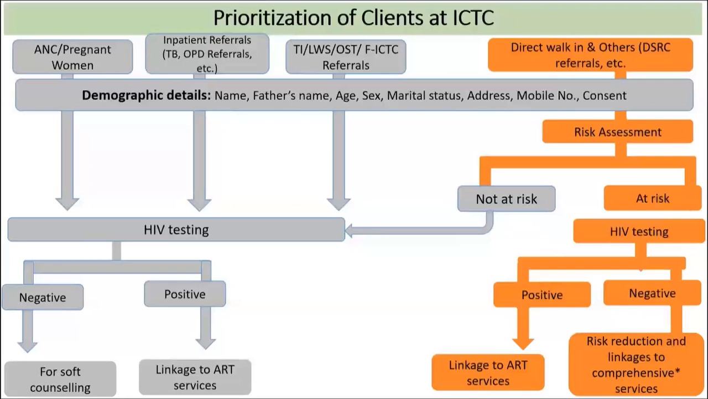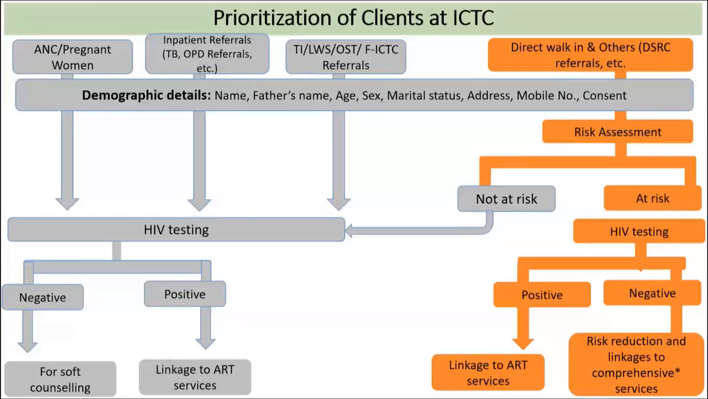Now, the demographic details will be taken from all the clients, irrespective of which category they fall into. If they fall into the first three categories, their HIV testing will be done, and if they are positive, they will be linked to ART services. If they are negative, they will be given some kind of soft counseling. Sometimes it's group counseling, and you can decide: if there are more people from the in-patient referrals, then group counseling can be done for them also.